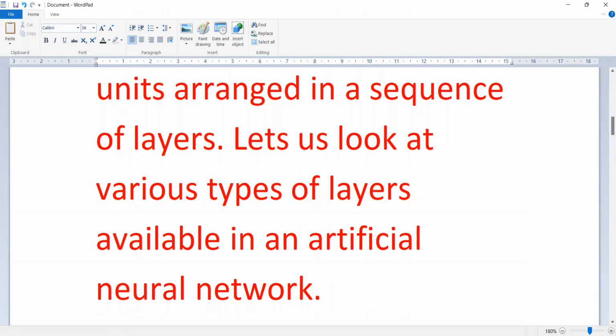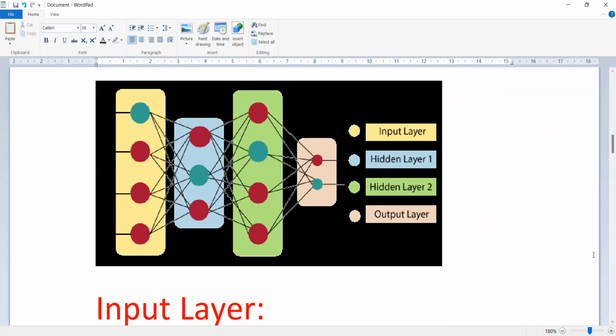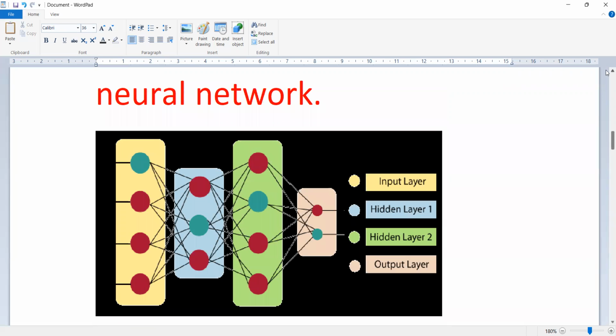Let us look at the various types of layers available in an artificial neural network. There are four types of layers in an artificial neural network. First is the input layer, second is hidden layer 1, third is hidden layer 2, and last is the output layer.